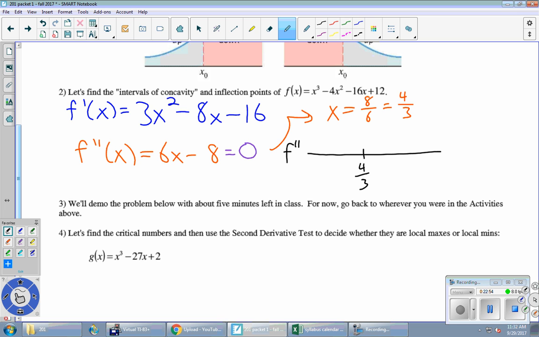Where did this 4/3 come from? It came from f double prime. That's what we're doing the sign test on. It's always that way. Okay, so now we plug in.